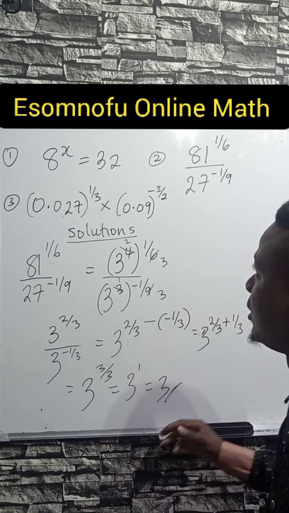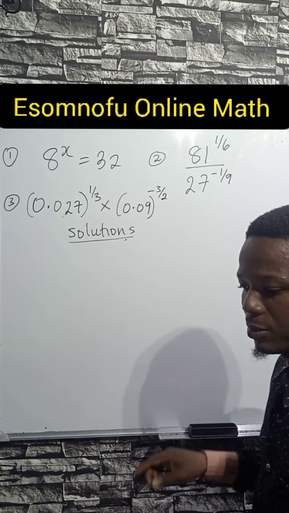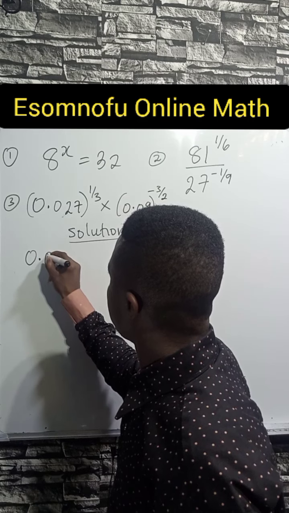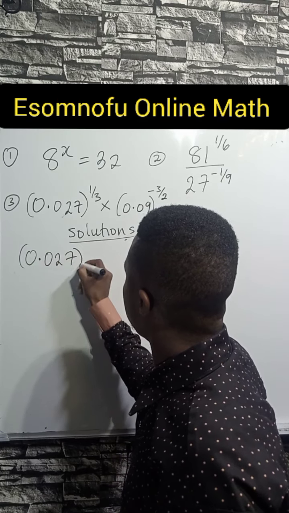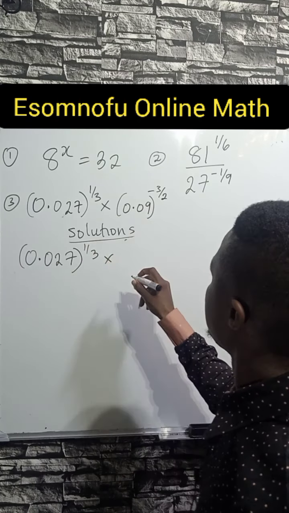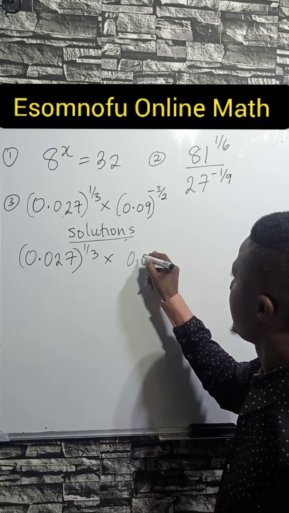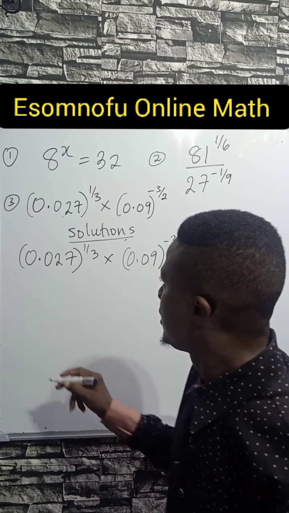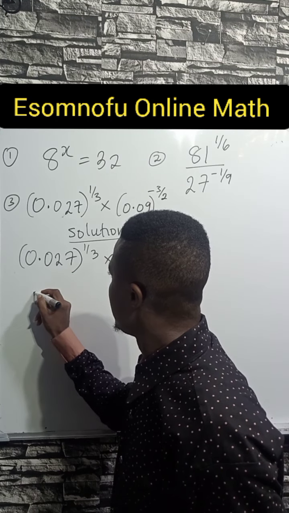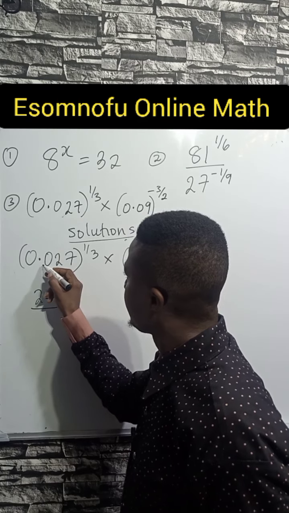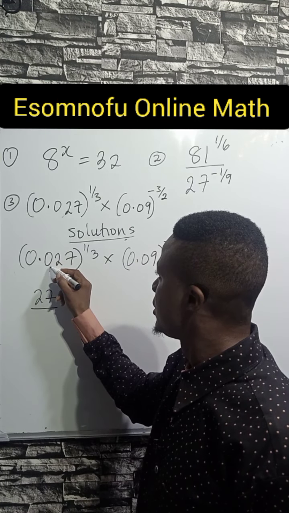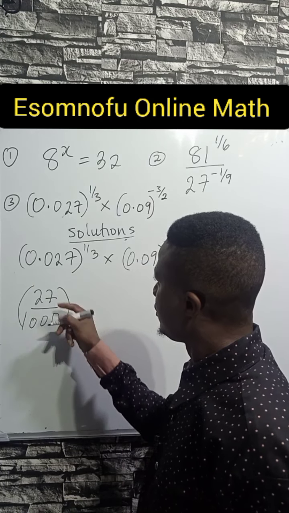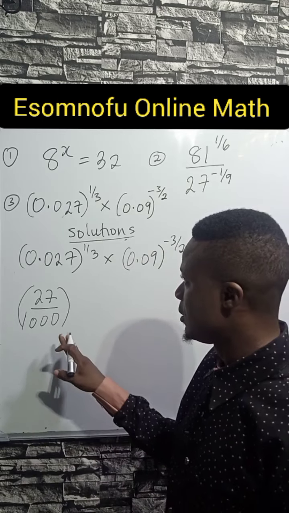So let's take the last one. In the last problem here, we have 0.027 to the power of 1 over 3 multiplied by 0.09 to the power of negative 3 over 2. Now, if you change this to a fraction, that will be 27 all over 1000. After the decimal point, count the number of decimal places: 1, 2, 3. So you write 1, 0, 0, 0. That is the meaning of 0.027 if you put it into a fraction.